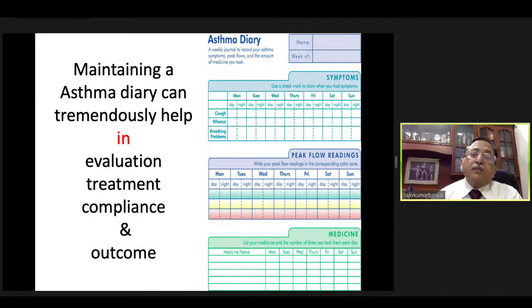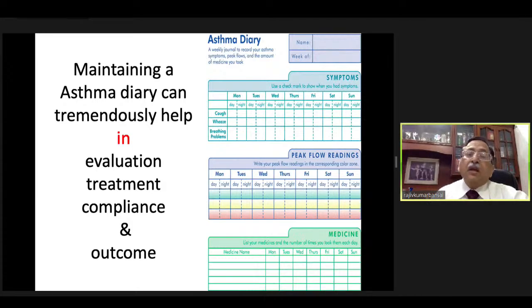At the same time, a very important tool for evaluation in an OPD practice is asking the patient to maintain an asthma diary. This helps tremendously in evaluation of the treatment, compliance and outcome of these patients. One can note down the symptoms, the peak flow readings, and the medicines which the patient is utilizing in a very simplified manner. This can be utilized on a day-to-day basis.